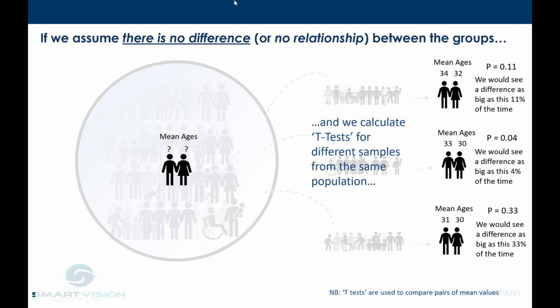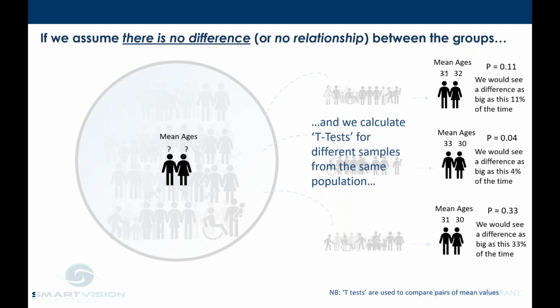So the p-value is simply telling you this is how often you would see a difference as big as that, assuming there is no difference. So here we've got a bigger difference, 33 to 30, and the p-value is much smaller. It's saying you'd see a difference as big as that 4% of the time. Or here is a very small difference, 31 to 30, and it's saying, well, that's quite a small difference, so you'd see a difference as big as that 33% of the time. And that's how we're using it.